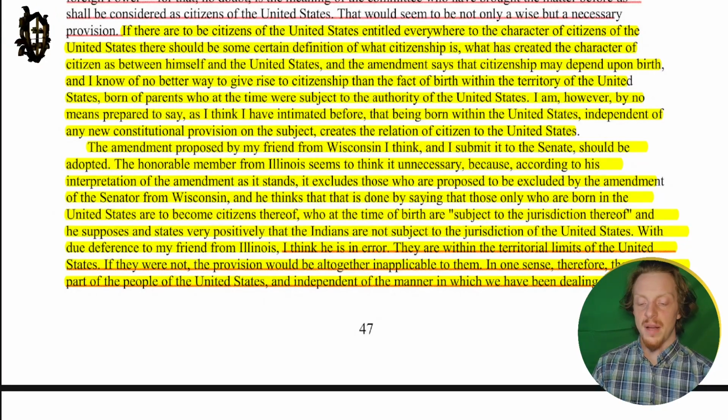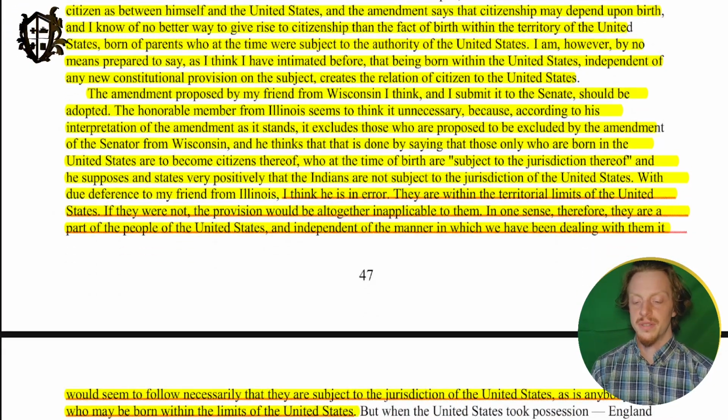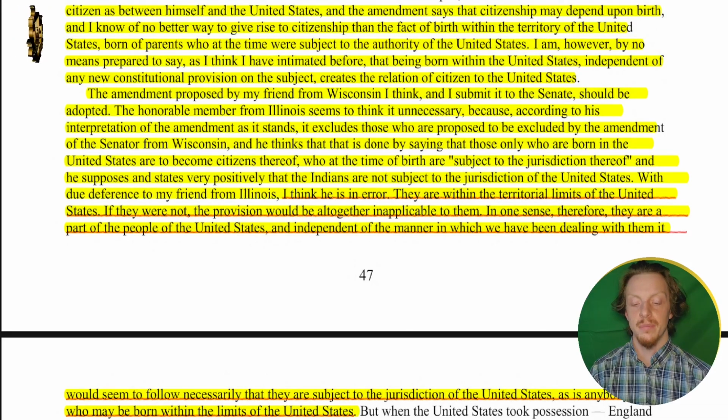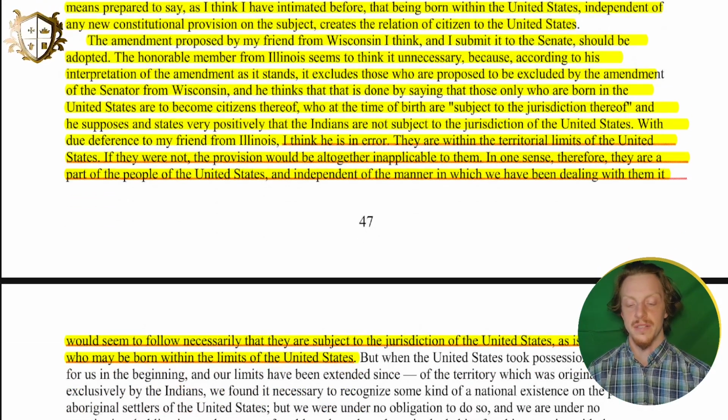The amendment proposed by my friend from Wisconsin, I think, and I submit to the Senate, should be adopted. The honorable member from Illinois seems to think it unnecessary because, according to his interpretation of the amendment as it stands, it excludes those who are proposed to be excluded by the amendment of the senator from Wisconsin, and he thinks that that is done by saying that those only who are born in the United States are to become citizens thereof, who at the time of their birth are, quote, subject to the jurisdiction thereof. And he supposes and states very positively that the Indians are not subject to the jurisdictions of the United States.